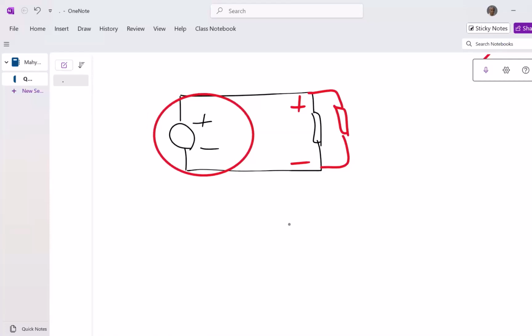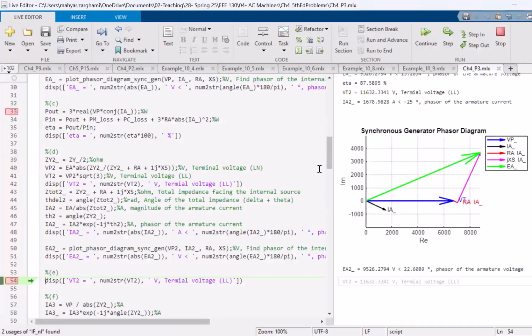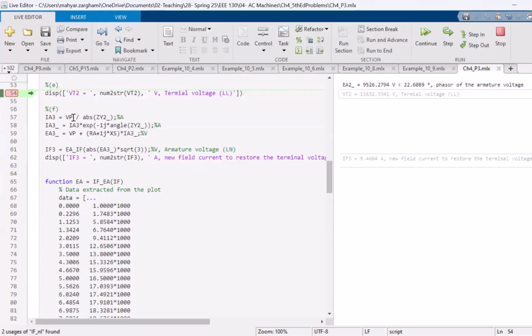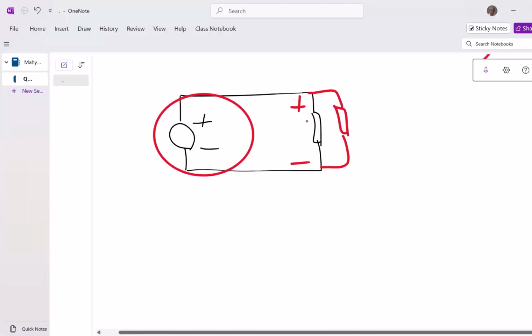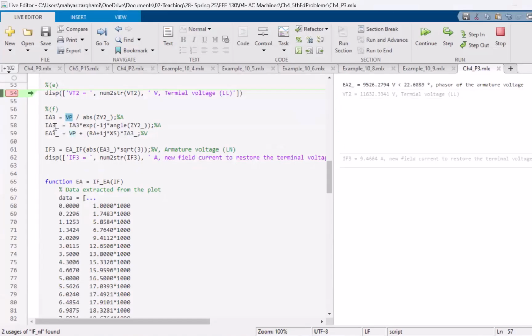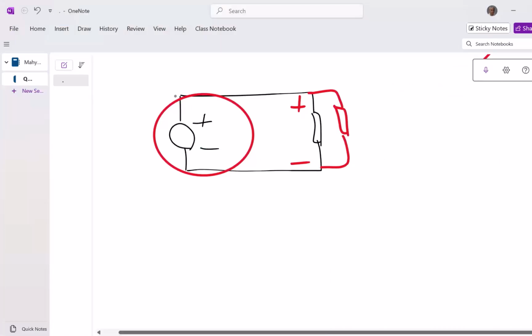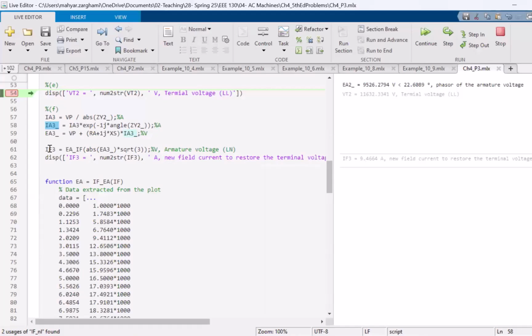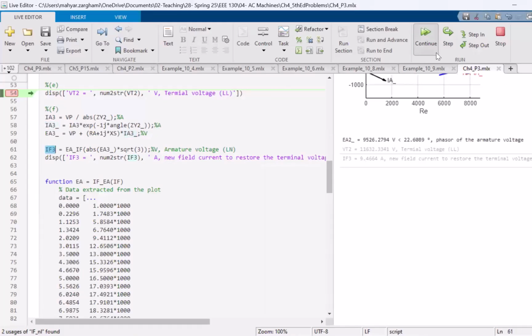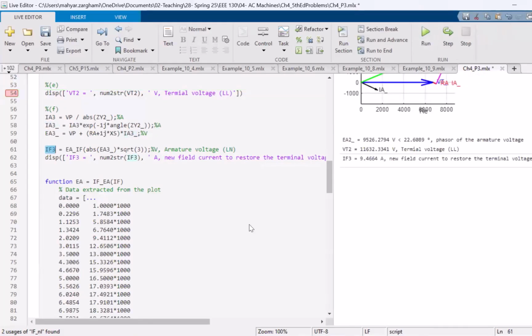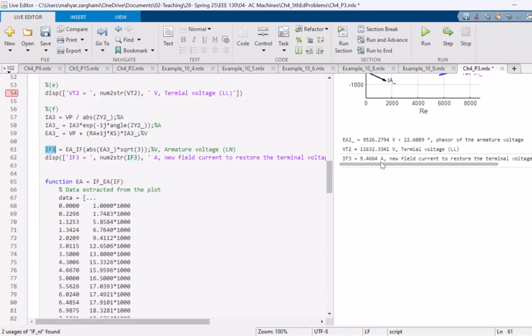And through that EA, find IF. That's what's been done in here. So you put the desired VP. This is the desired VP here. And you have the armature current. And you find the desired EA. And through that curve, you find the desired IF. So that's what's been done in here. So your new IF should be 9.4664.